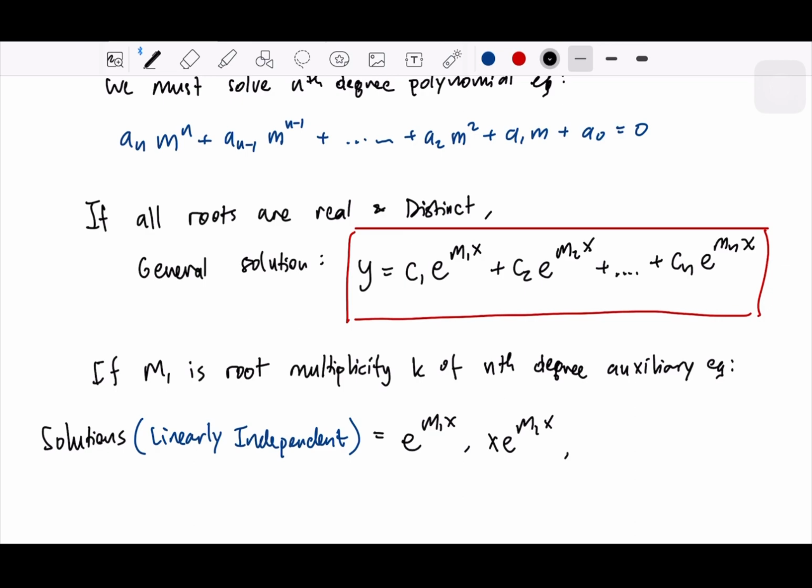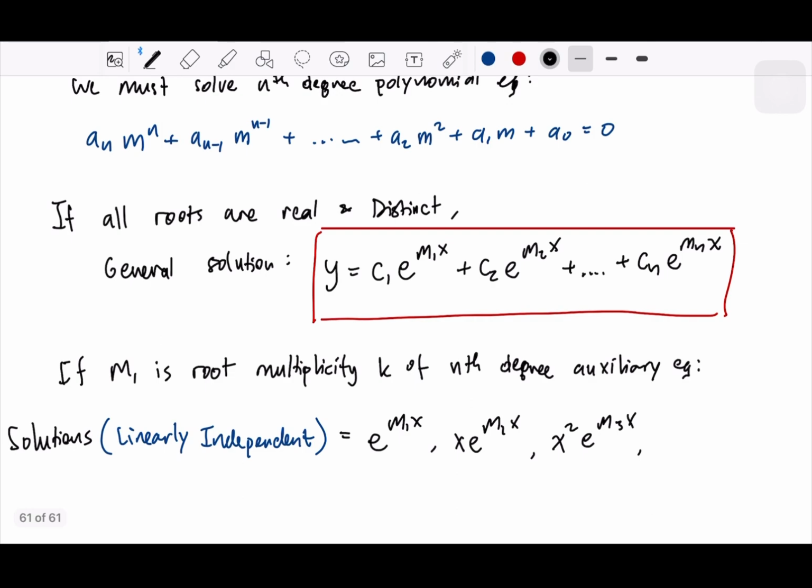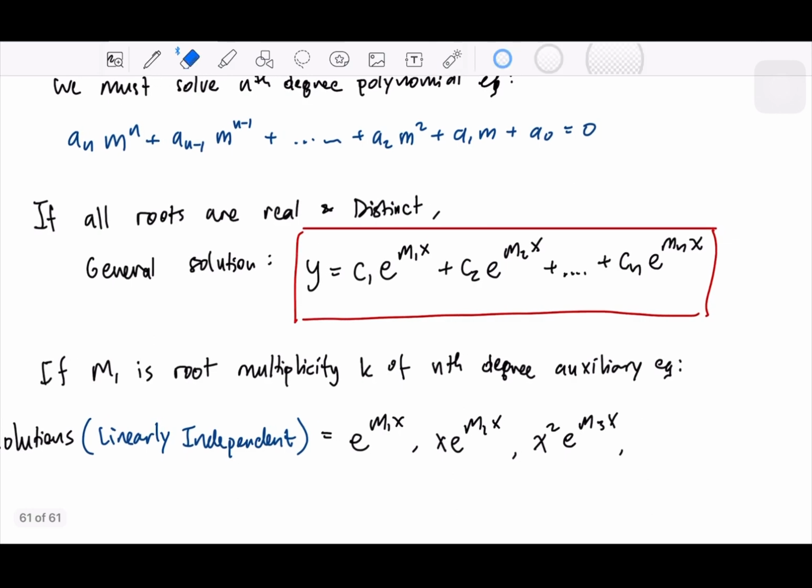And if we have more than 2, like 3 or 4 and maybe more, then it will be the multiplicity of the x. So this will be x squared e^(m1x). Oh, sorry, it's just m1. It's this multiplicity, so this should be m1, m1. And then x^(n-1) e^(m1x), if m1 has multiplicity.